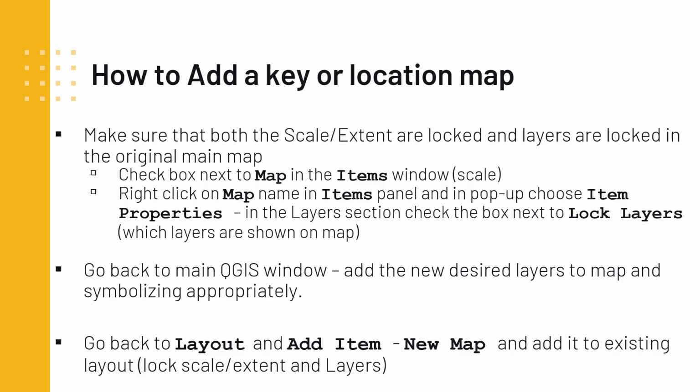Then you're going to go back to the layout page. So again, remember that's going to the project layout, and in our case it's Victoria map. Go to add item, new map, and add it to your existing layout. You're going to have to make sure that you lock your scale and your extent in case you need to go back and be fiddling around with your main map. Okay, so that's how you add a key or location map. If you want more details, please feel free to talk to me in the GIS Center.